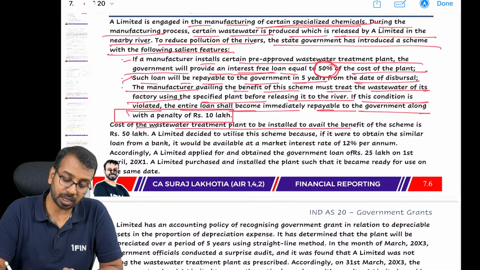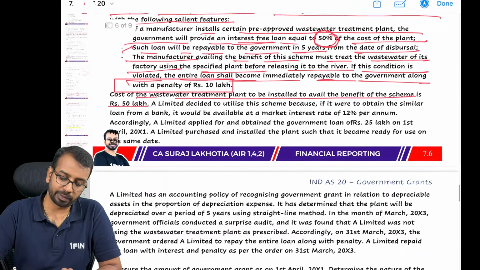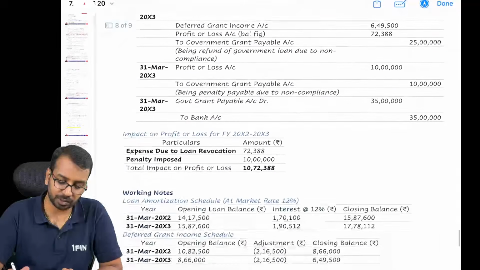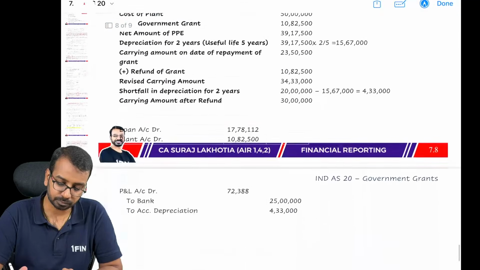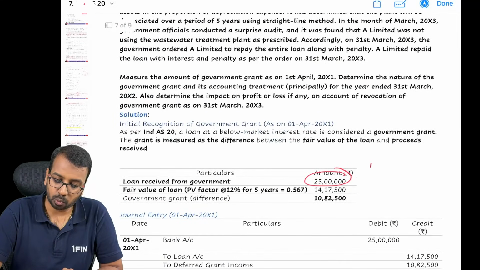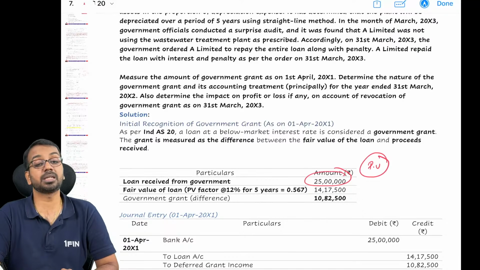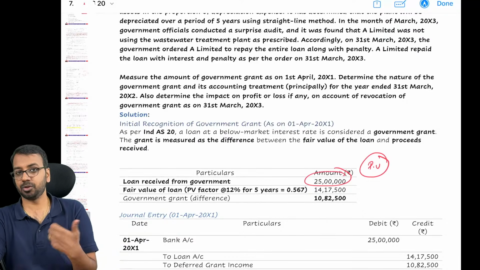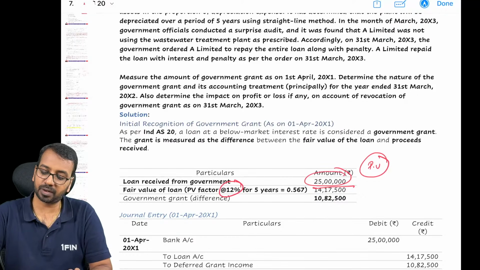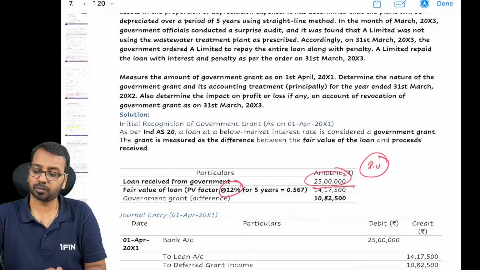Cost of the water treatment plant is 50 lakhs. So how much loan will we get? We will get a loan of 25 lakhs. So first thing I have to do is take these 25 lakhs, and find the present value. Now please remember, there is no interest. So only 25 lakhs at 12% if you discount, 25 lakhs divided by 1.12.